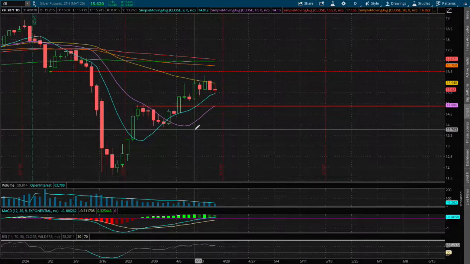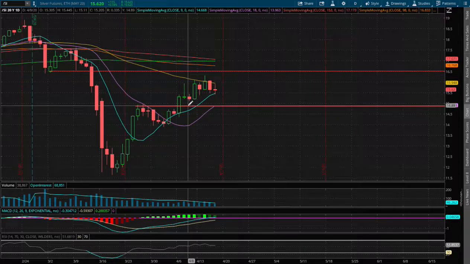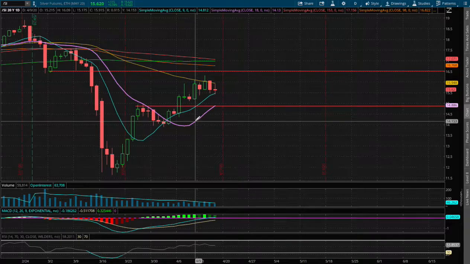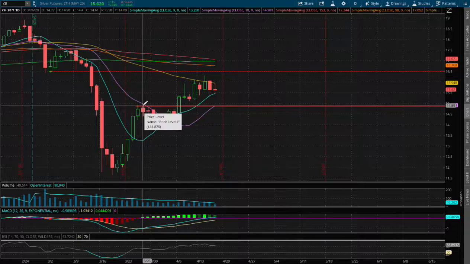So if we do manage to reverse and head down lower, the next support that I see is around a price of $14.90. That coincides with the 18-day moving average, which is this purple line, and also coincides with previous resistance. And since we're above resistance, that now acts as our support.